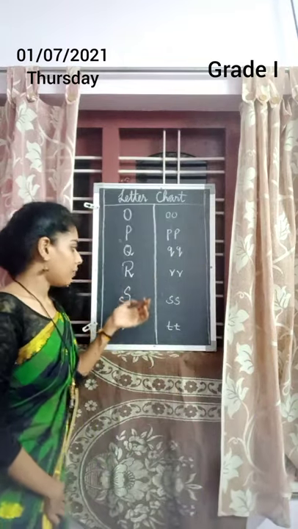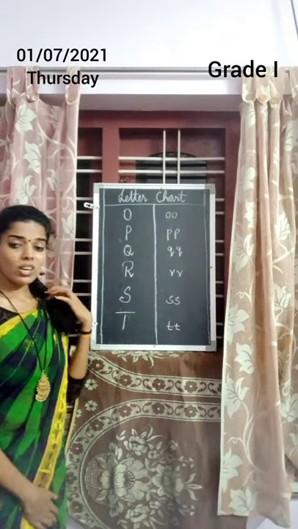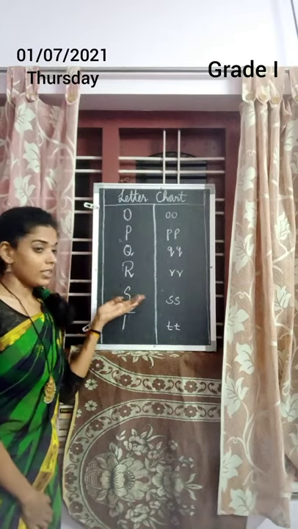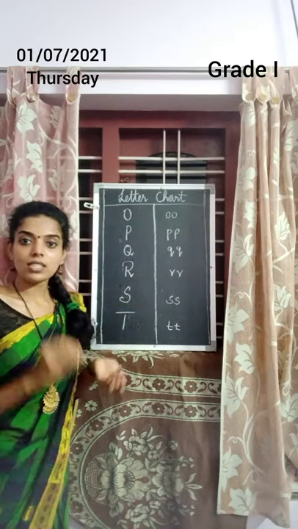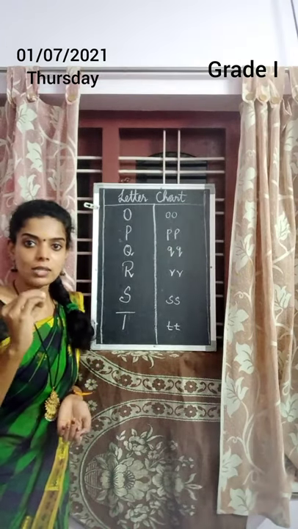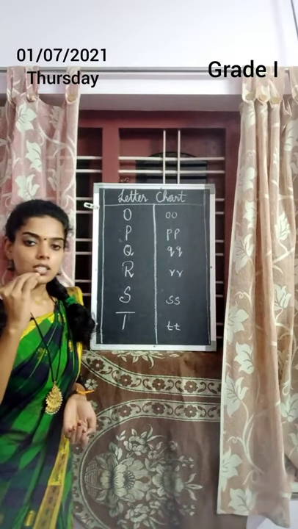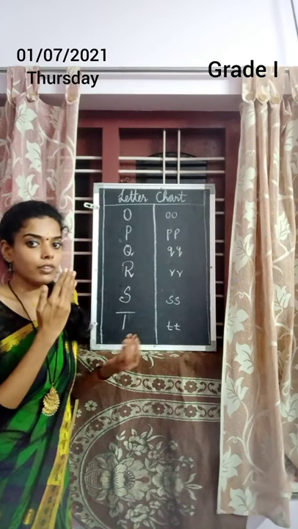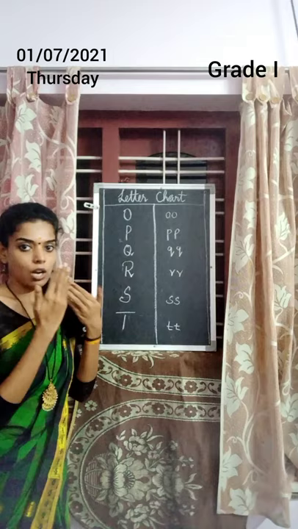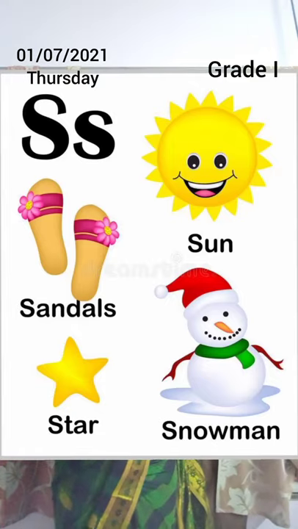So the next alphabet is S. The sound of S is s sound. When you're making the sound, the air will come out. Just keep your hand and feel. So the example is sandals.